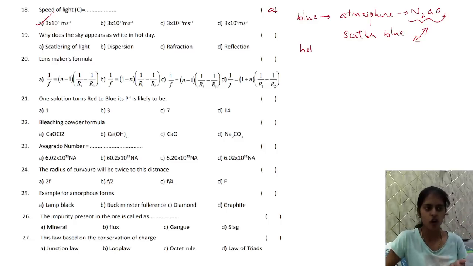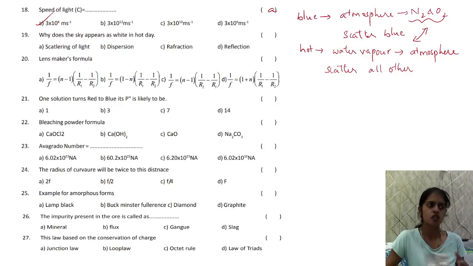But when the day is hot, what happens? A lot of water vapor is present in the atmosphere. So not only N2 and O2, a lot of water vapor is present. What does this water vapor do? These water molecules will scatter all other wavelengths of light also. So that's why the sky will appear white for us. All these scattered lights will appear white to our eyes. So what is the reason? Scattering of light. Okay, so the short answer is also covered.